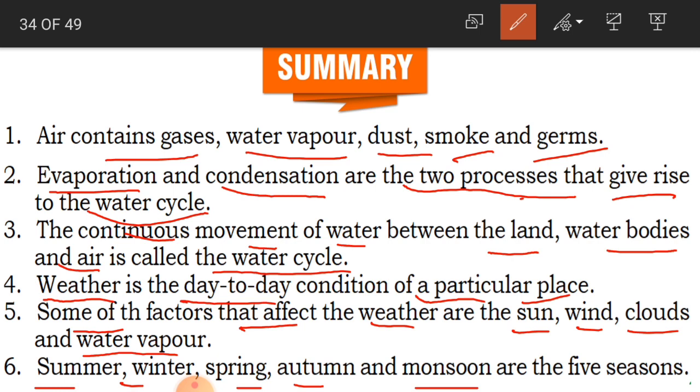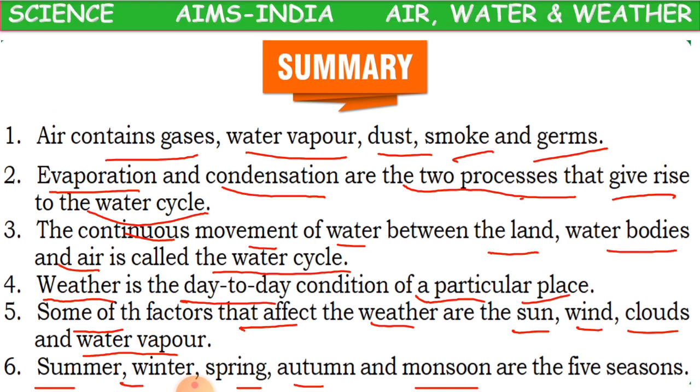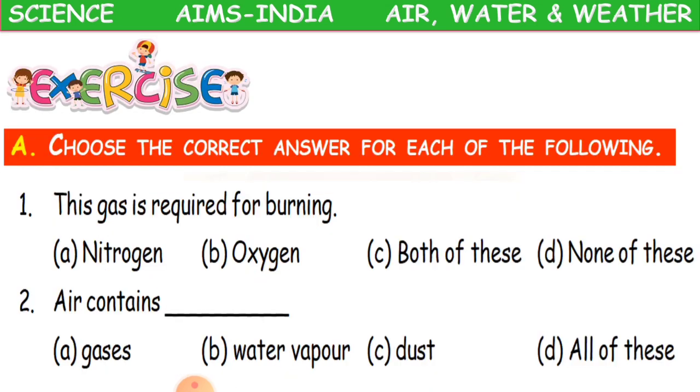When the weather does not change continuously for some months, then we call it a season. And we have got 5 seasons here. What are they? Summer, winter, spring, autumn and monsoon. Clear children? So that is what we have learnt from the lesson air, water and weather. Okay, now let us do some exercises.